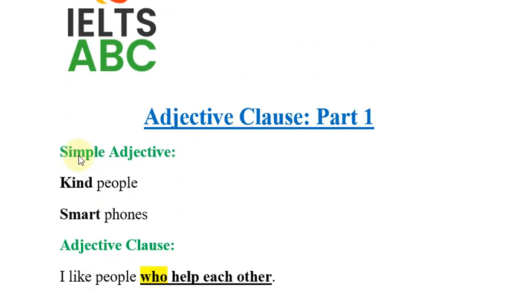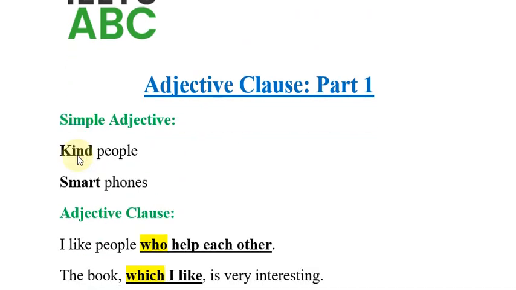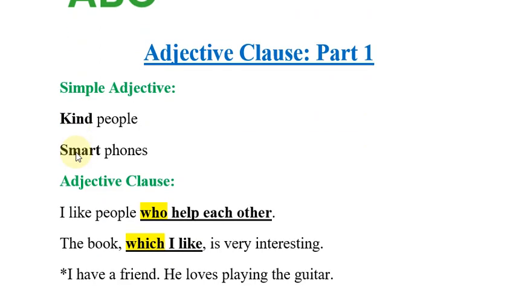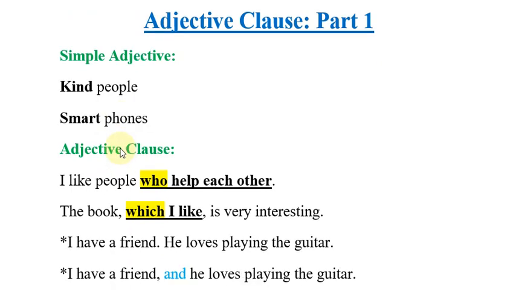Let's start. Simple adjectives. In English, when we want to use an adjective to report a noun, we basically put the adjective before the noun, like this one, kind people. So this is the place of the adjective, kind people. Smartphones. The adjective comes before the noun. This is for simple adjectives.